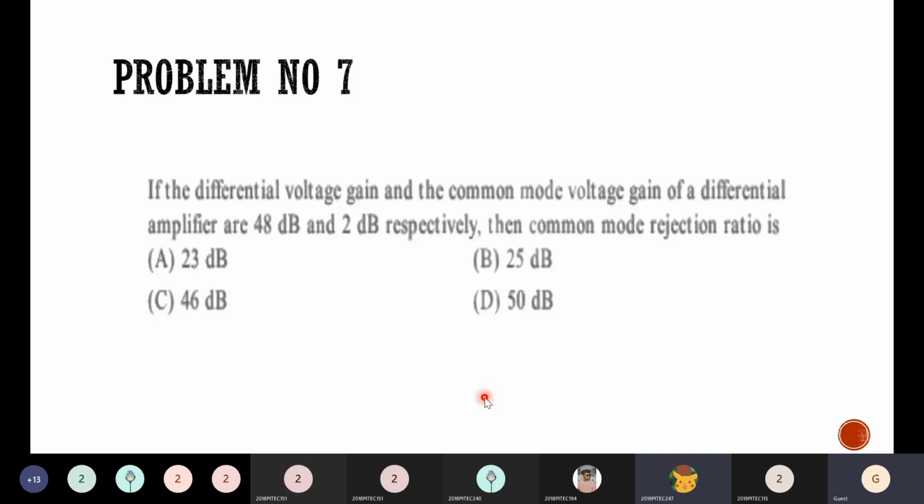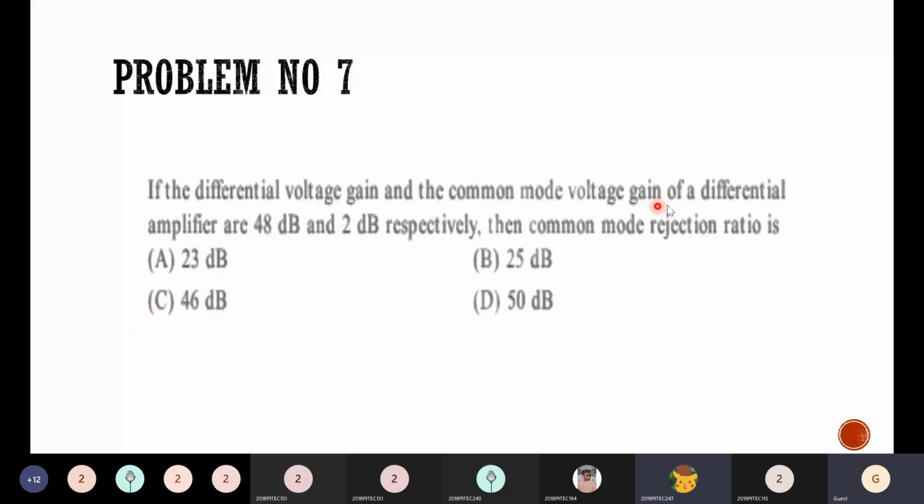If it is in dB, then what is that? 20 log CMRR will be equal to 20 log AD by AC. In log, division is equivalent to subtraction. Log A by B can be written as log A minus log B. So you should do this problem as 20 log AD minus 20 log AC, that is, 48 minus 2. So it comes as 46 dB. So the answer for this problem will be 46 dB.